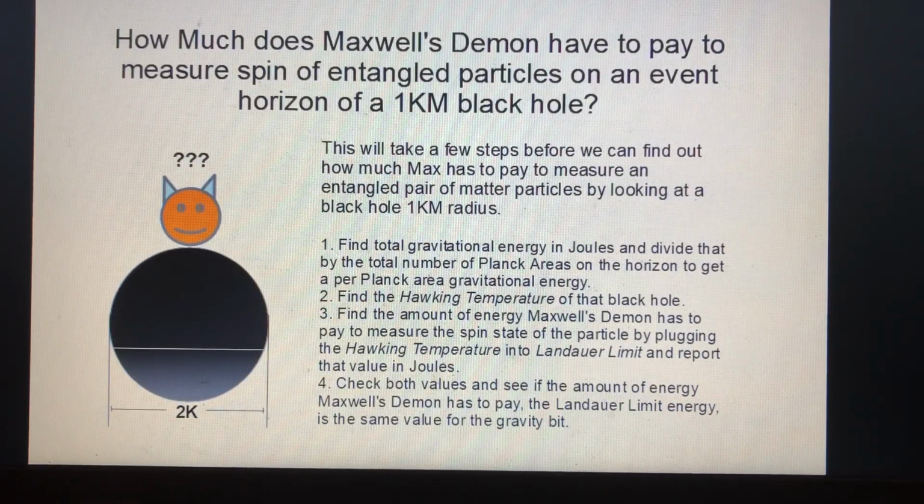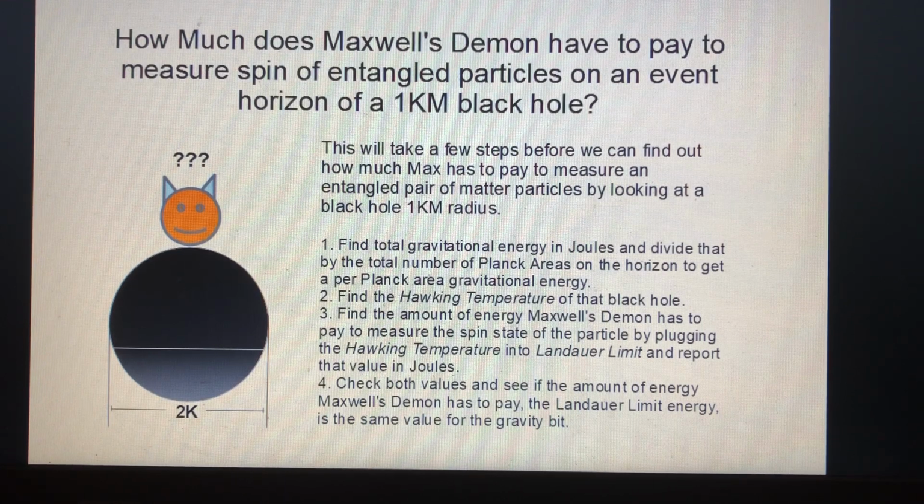So how to find the energy cost for measurement? How much does Maxwell's demon have to pay to measure spin of entangled particles on an event horizon of a 1 kilometer black hole? Now this will take a few steps. Step 1, find the total gravitational energy of that black hole and divide by the total number of Planck areas on the horizon to get a per Planck area gravitational energy. Step 2, find the Hawking temperature of that given black hole.